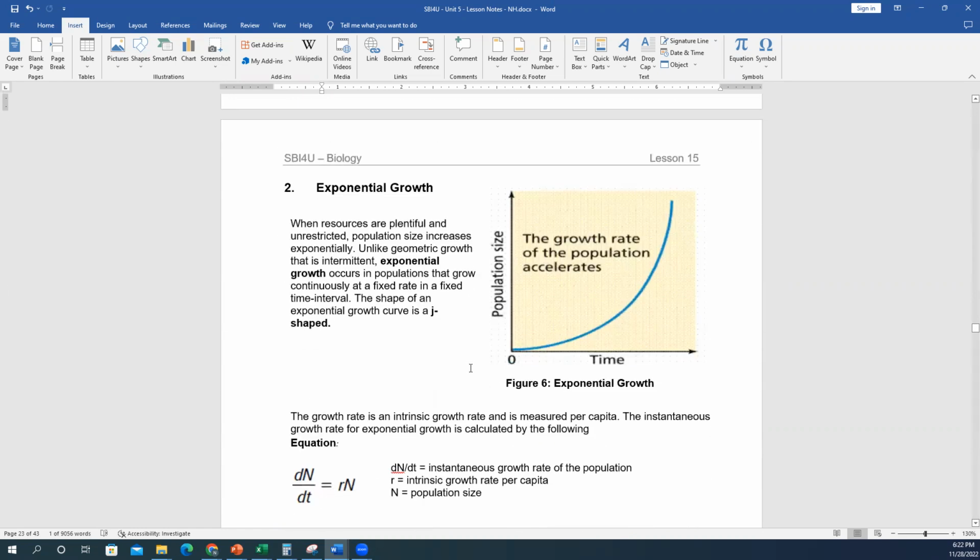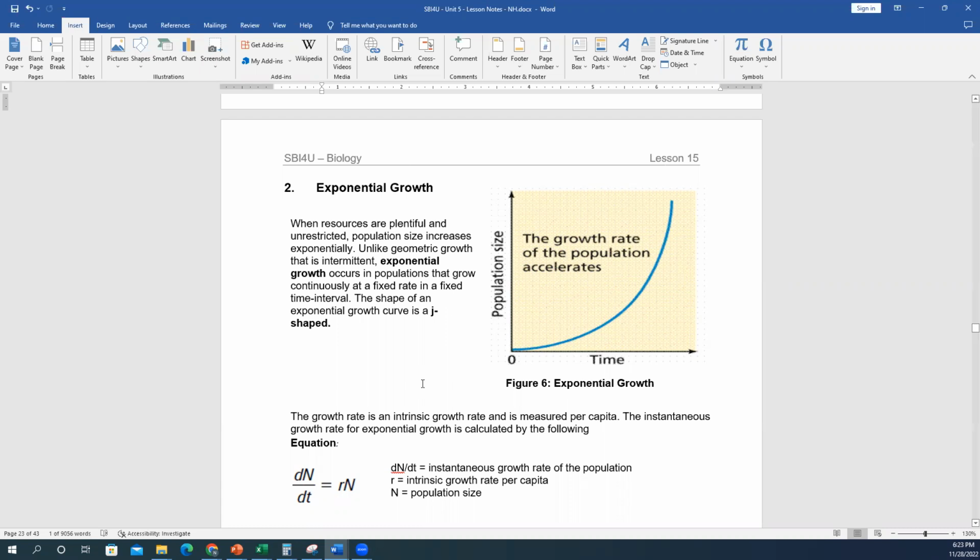The second type of population growth that we can look at is exponential growth. And this type also happens when the resources are plentiful, unrestricted, and so the population size will just increase exponentially. And as we said, this is typically what happens most of the time in human populations. And unlike geometric growth, which is intermittent, for example, breeding seasons, exponential growth occurs when a population grows continuously at a fixed rate in a fixed time interval.